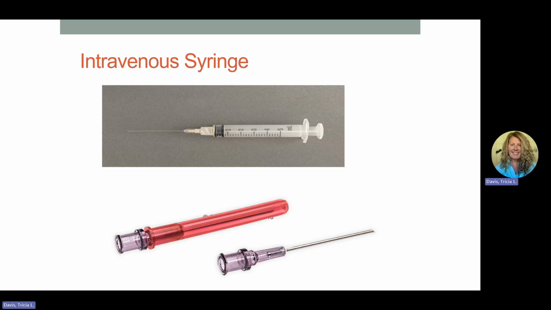Some of our medications can be a little bit thicker. Sometimes we have to withdraw medications from ampules. Ampules are glass bottles that we break. So we always run the risk of maybe there being a little bit of glass in that medication. So we use these filtered needles to be able to just withdraw the medication without any pieces of glass.